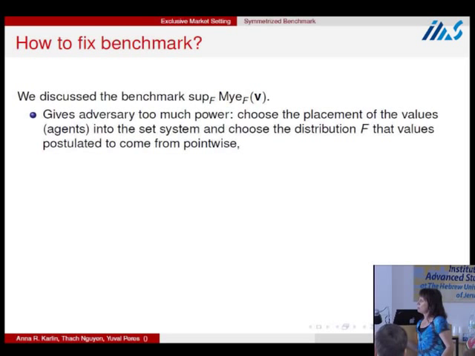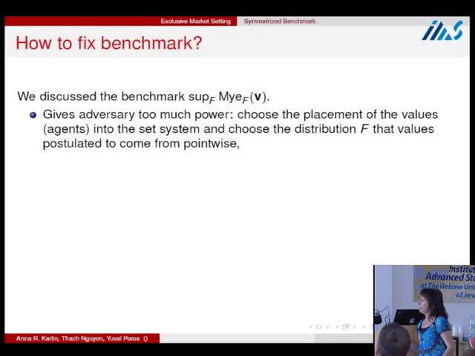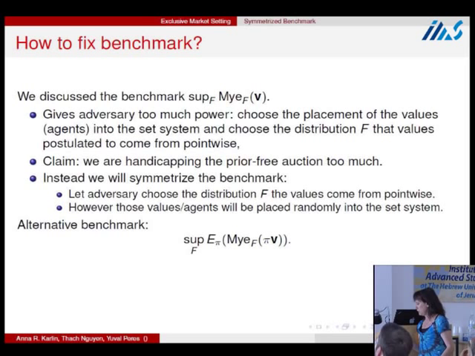So this benchmark is allowing the adversary to choose the placement of the values into the set system and the distribution that those values are postulated to come from pointwise. And then we're looking at the worst case. And this is just impossible to deal with. So what we're going to do instead is symmetrize the benchmark in the following way.